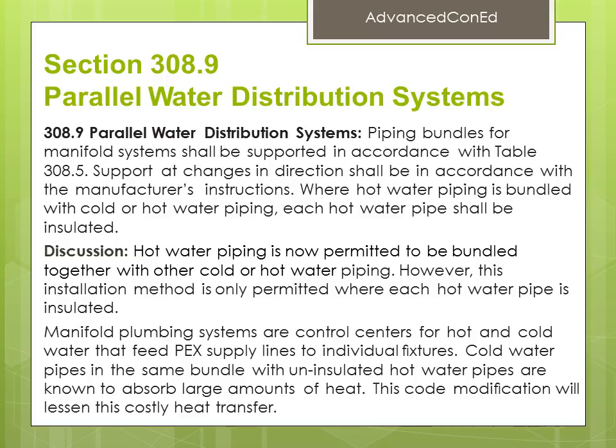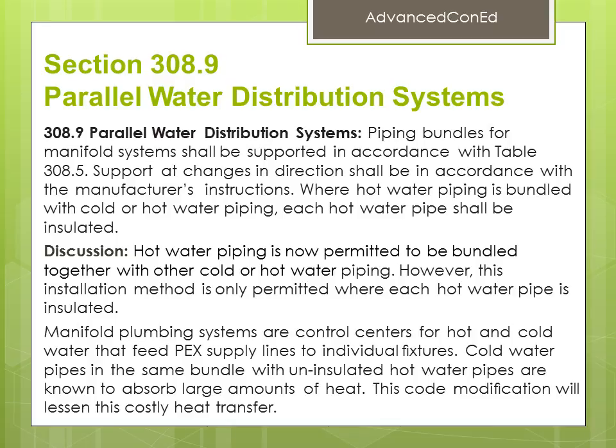Section 308.9 Parallel Water Distribution Systems. Piping bundles for manifold systems shall be supported in accordance with Table 308.5. Support at changes in direction shall be in accordance with the manufacturer's instructions. Where hot water piping is bundled with cold or hot water piping, each hot water pipe shall be insulated.